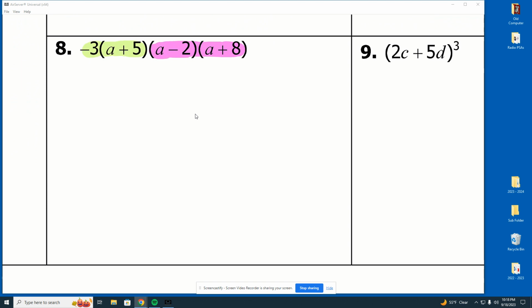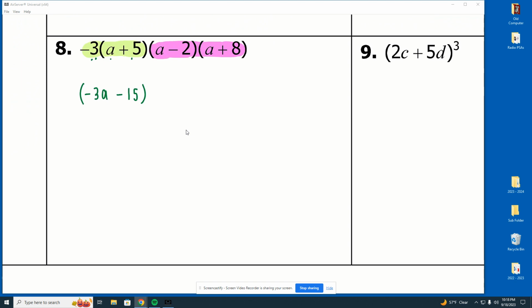So let's start right here with negative 3 times a plus 5. What is negative 3 times a? Negative 3a. And what's negative 3 times positive 5? Negative 15. So let's leave that in parentheses because I can't do anything else with that. And let's move along to the next part.